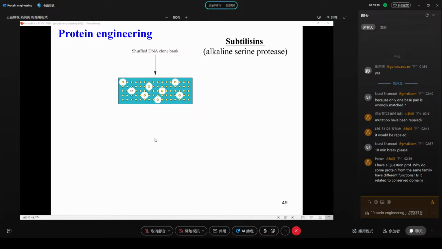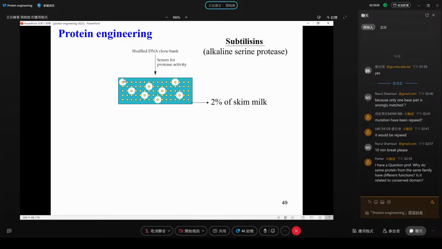But how are they going to screen? Because it's an alkaline serine protease, milk is great. They are going to screen for protease activity. So they use 2% skim milk. Milk contains a lot of different proteins. But why do we use 2% skim milk? So no fat, no fat at all.